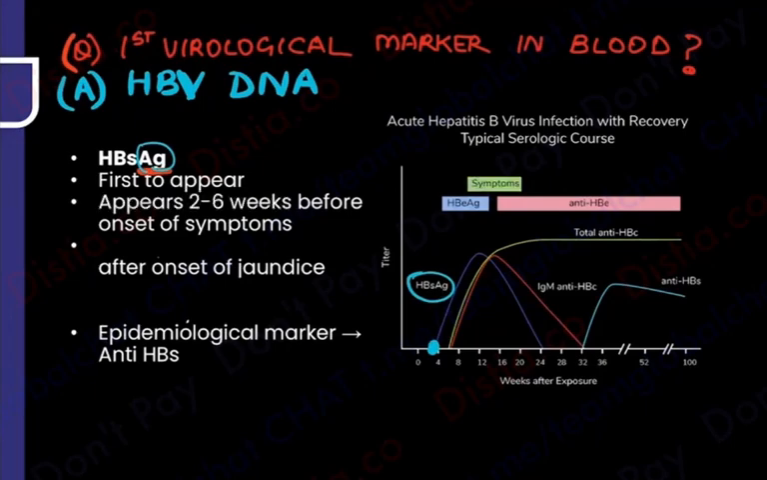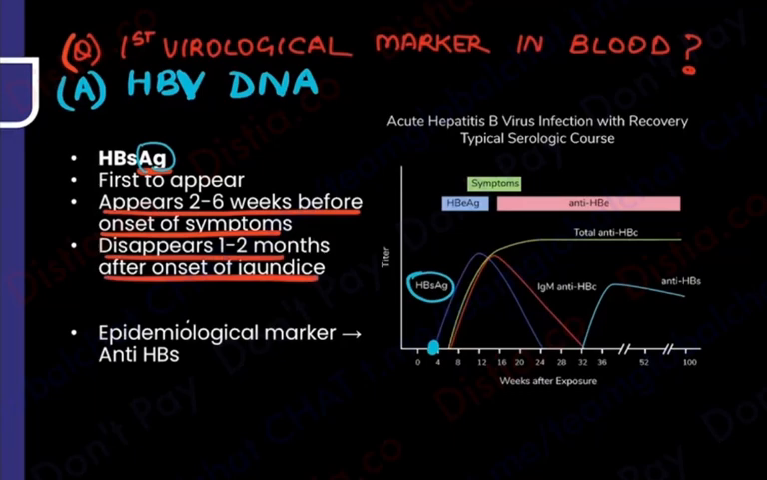I can see symptoms, matlab jaundice, na, yellowish jaundice. So remember, it appears 2 to 6 weeks before the onset of symptoms. That is why it's the first antigen to be there, and you can very well see 1 to 2 months after the onset of jaundice. So agar yahan pe dekhen, this is somewhere coming around the 4th week, and symptoms are somewhere coming around the 10th week, if I can say so. So is wale case mein, somewhere between 2 to 6 weeks before the onset of the symptoms, it's gonna come up, and 1 to 2 months after the symptoms, it's gonna stay.